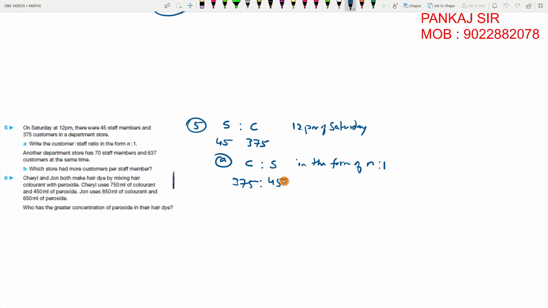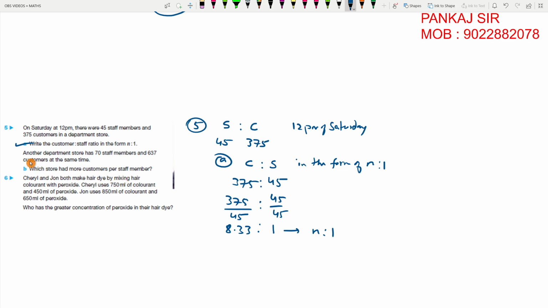And this ratio you want in the form of n is to 1. So on the right hand side, I want to make it 1. So this 45, if I divide by 45, it will be 1. But the same thing I'll have to do here also: 375, I'll have to divide by 45. So on the right hand side, I get 1, 45 upon 45 is 1, and 375 over 45 is 8.33. So this is the ratio in the form of n is to 1. This is the answer for the A part of the question.